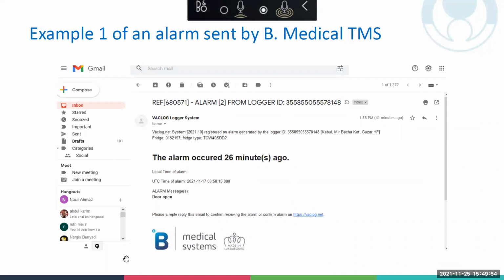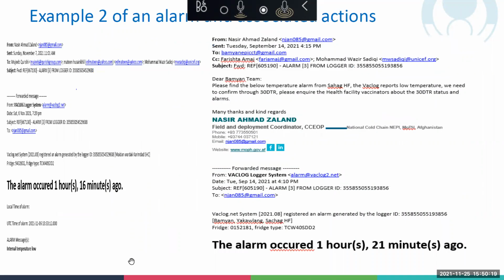So when this email is sent, the focal person at the national level that coordinates the CCOP equipment immediately communicates to the Quraishi Group, who is the B Medical agent in Afghanistan that manages the repair or resolving of any issue emanating from this equipment. So let's see the next slide. You can see the email communication there.